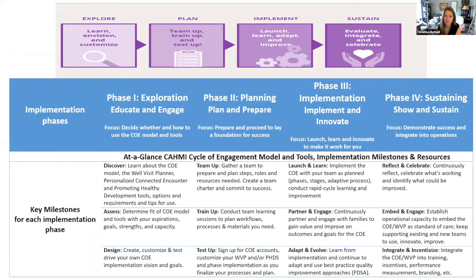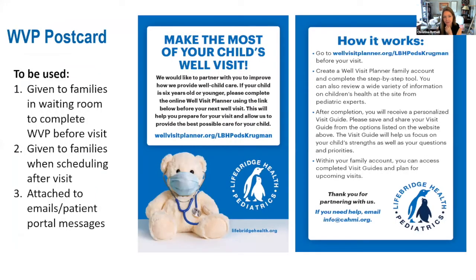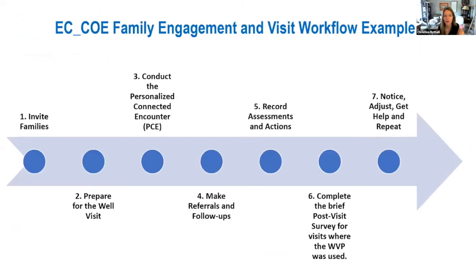Implementation uses the EPIS model, evidence-based EPIS model, with different phases of explore and plan, which are the most important, because once you do that, you can really implement. And it's very important to go through those steps. And these are just postcard examples. You can tailor, put your own logo on, you could hand one to a family to get them to use it, QR codes, and then different workflows.